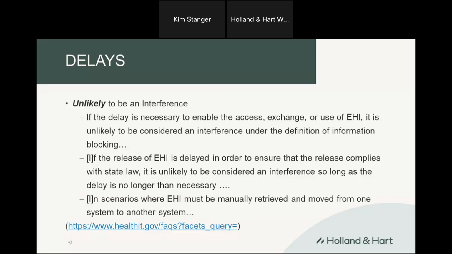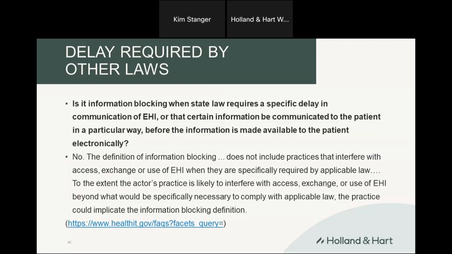If the release of EHI is delayed in order to ensure that the release complies with state law, that's probably not an interference. Or in scenarios where the EHI must be manually retrieved and moved from one system to another system, that's not an interference. In those situations, you're not unreasonably delaying the disclosure or access to that information.